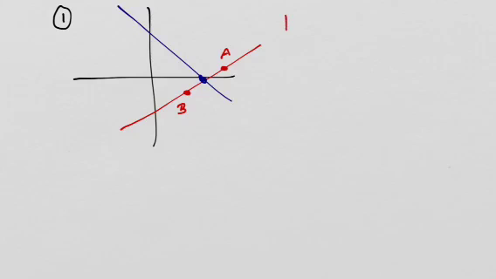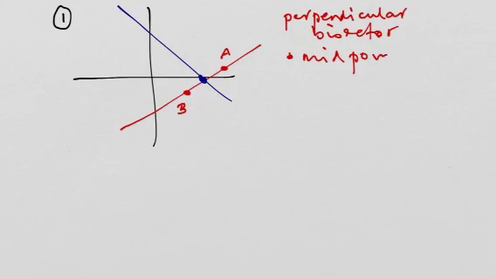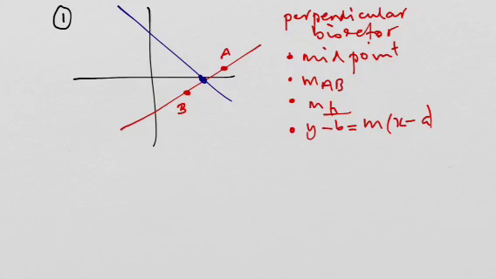So, perpendicular bisector, what's the stages for finding the equation of that? Well, as the name suggests, first thing we need to do is find the midpoint. Second thing we need to do is get the gradient of the line AB. Third thing, get the perpendicular gradient. And then the fourth thing, use your y minus b equals m times x minus a to get the equation.